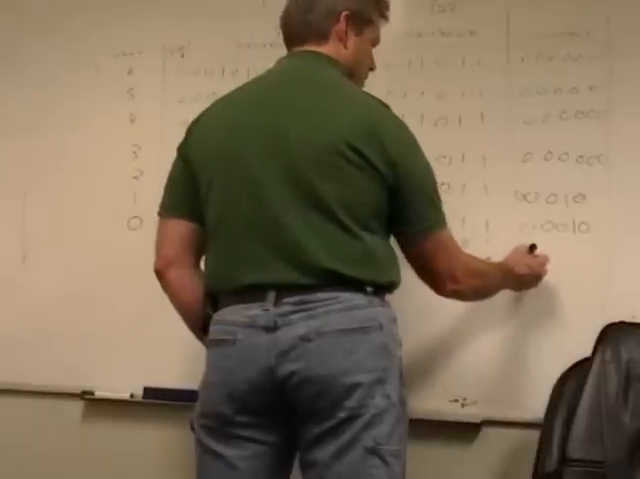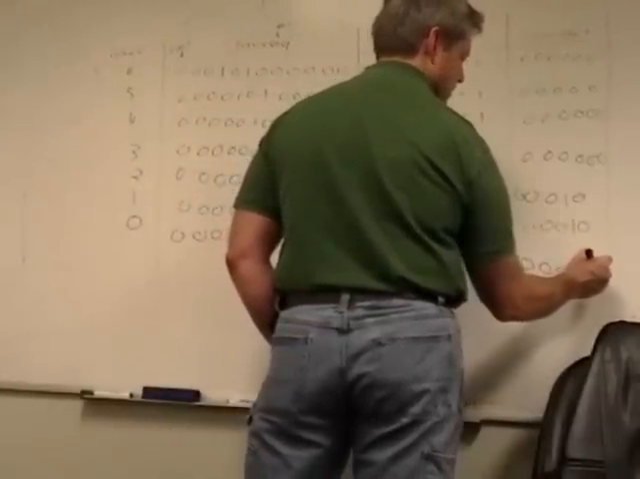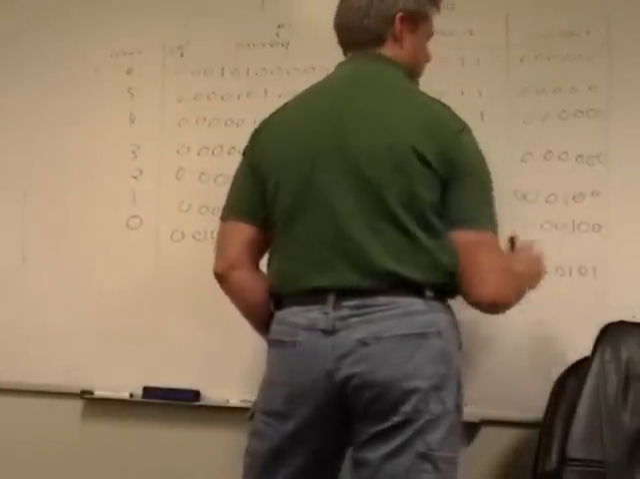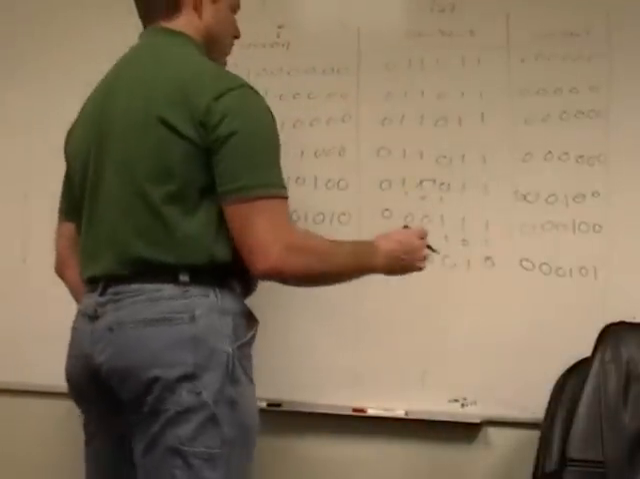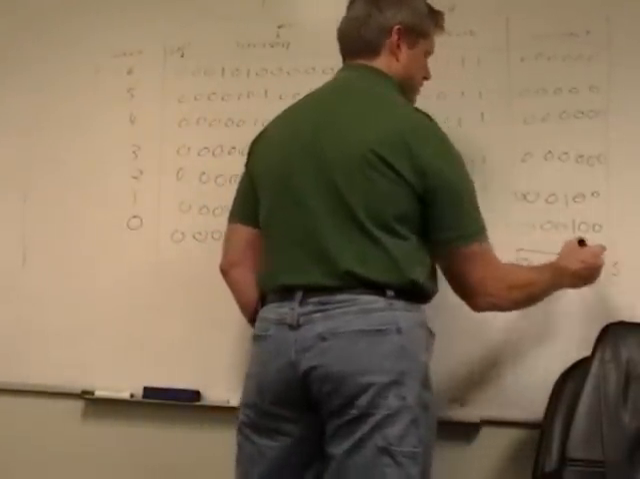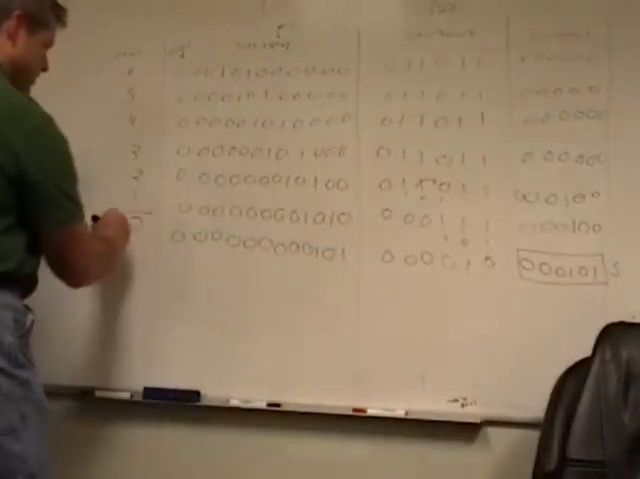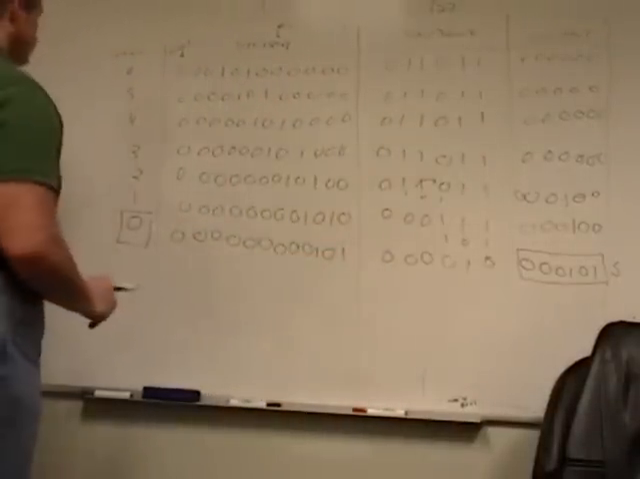But bit 0 just got set. Lo and behold, my answer is 5, which is the same number we got before. And I know I'm done because my count's 0.